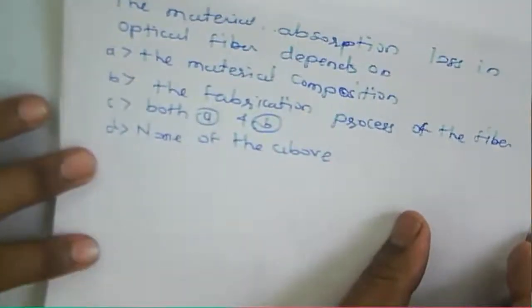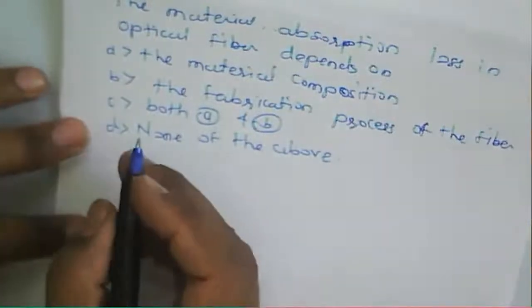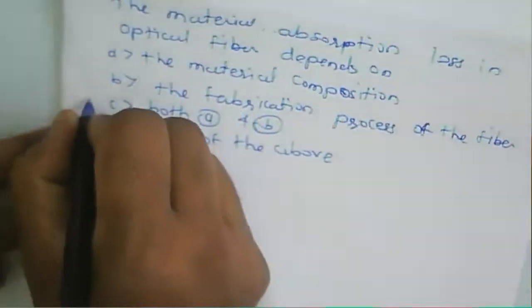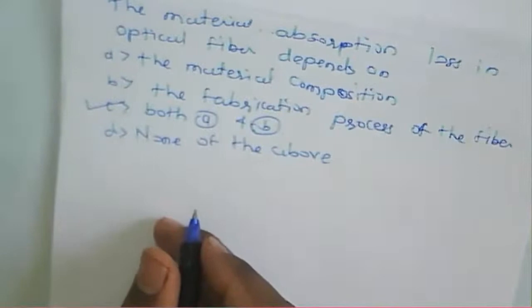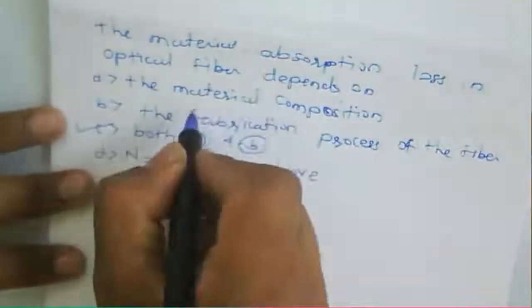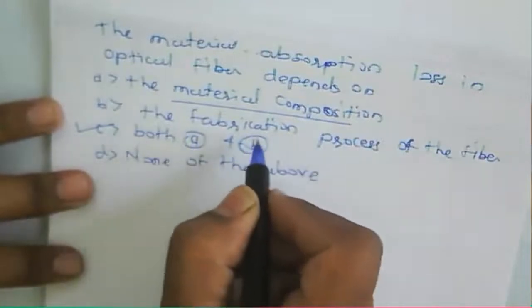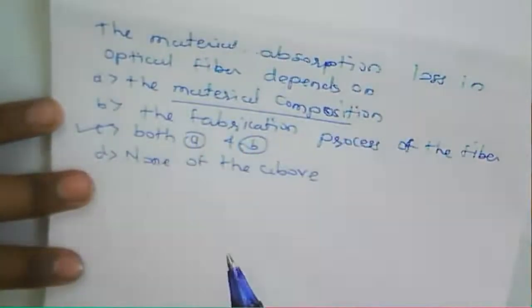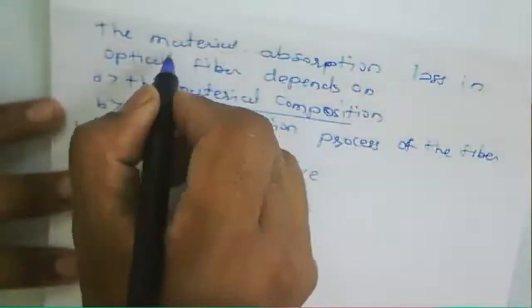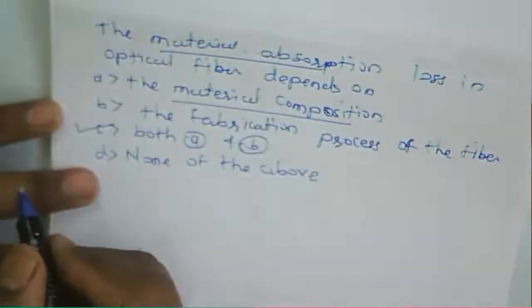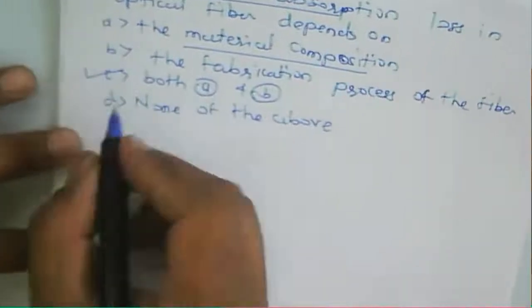Now type your answer. Right, it is C. It is about the material composition of the fiber as well as the fabrication process. It's supposed to be that some blur or some holes or some bubbles or something else occurs. So material dispersion occurs. Dispersion is nothing but pulse broadening.